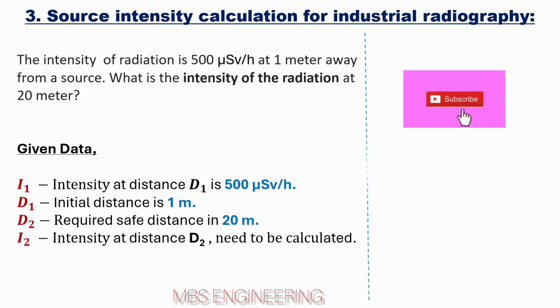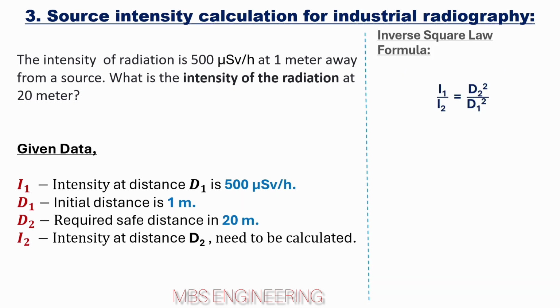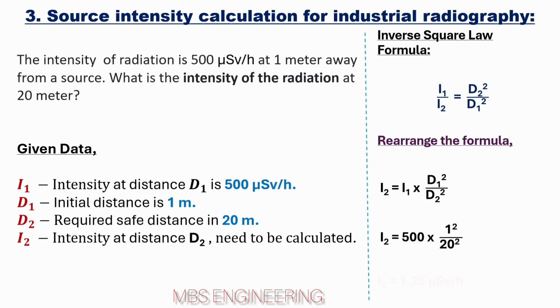Inverse square law formula. I1 divided by I2 is equal to D1 squared divided by D2 squared. Rearrange the formula. I2 is equal to I1 into D1 squared divided by D2 squared. Apply the given data. I2 is equal to 500 into 1 squared divided by 20 squared. Therefore, based on the above equation and calculations, the intensity of radiation, I2, is 1.25 microsieverts per hour.